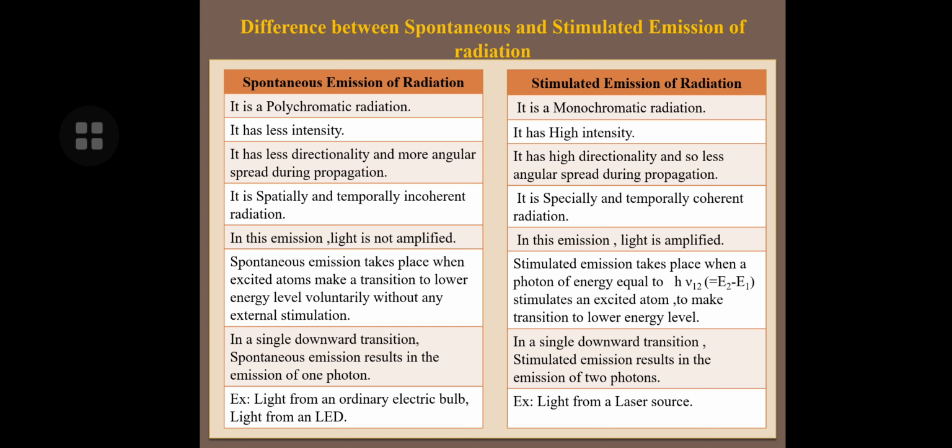Examples of spontaneous emission are an ordinary electric bulb and an LED, light from a light source. The spontaneous emission was explained by Niels Bohr, and stimulated emission was explained by Albert Einstein.